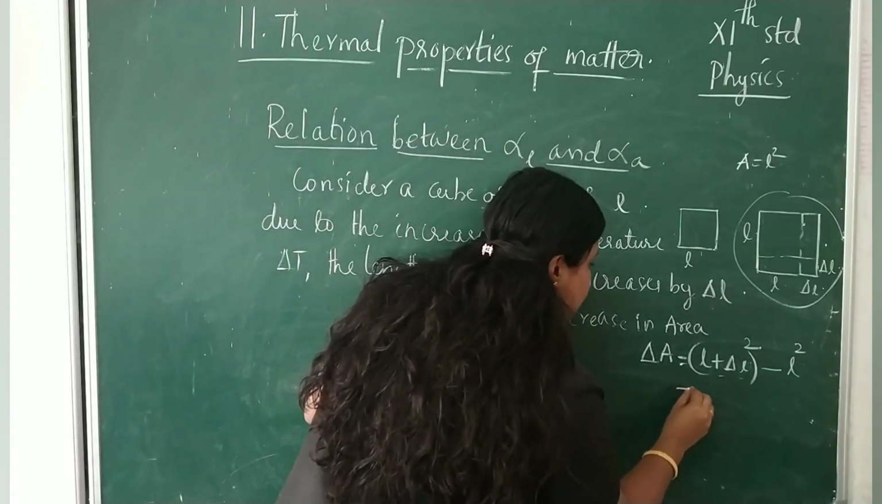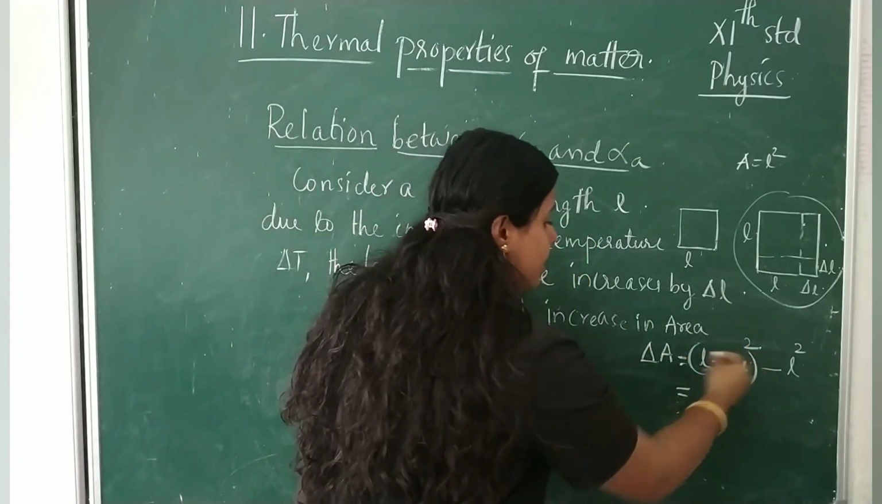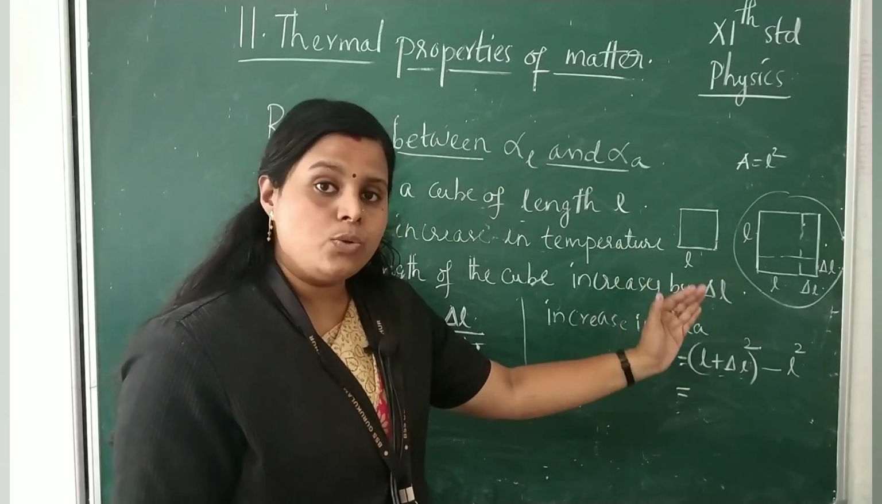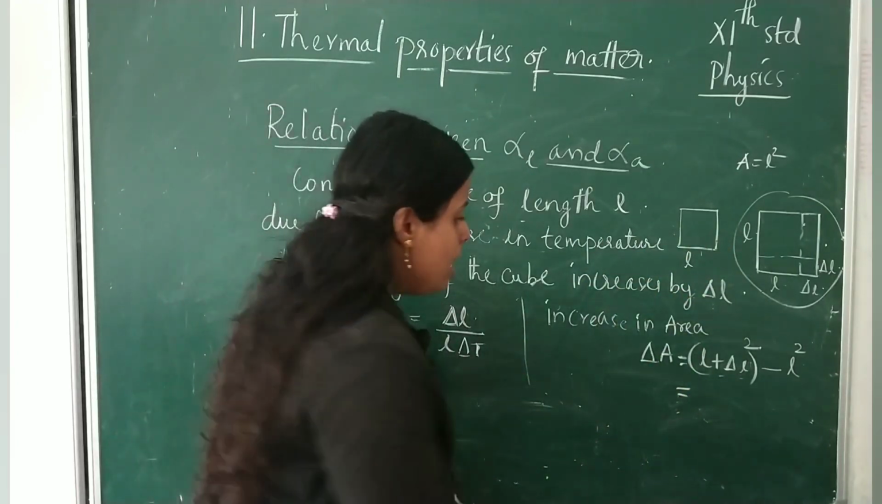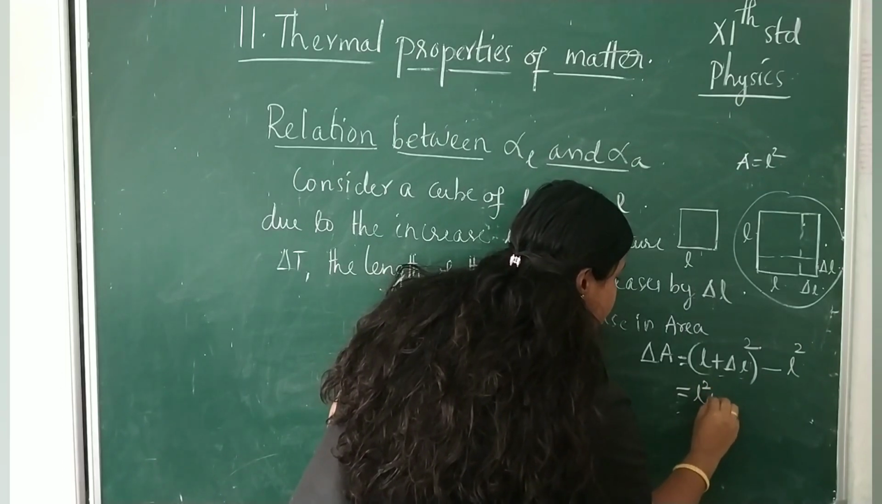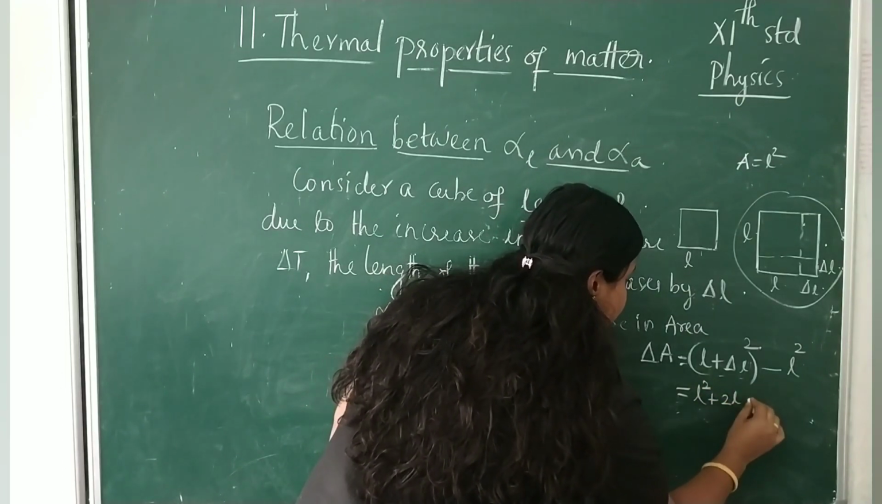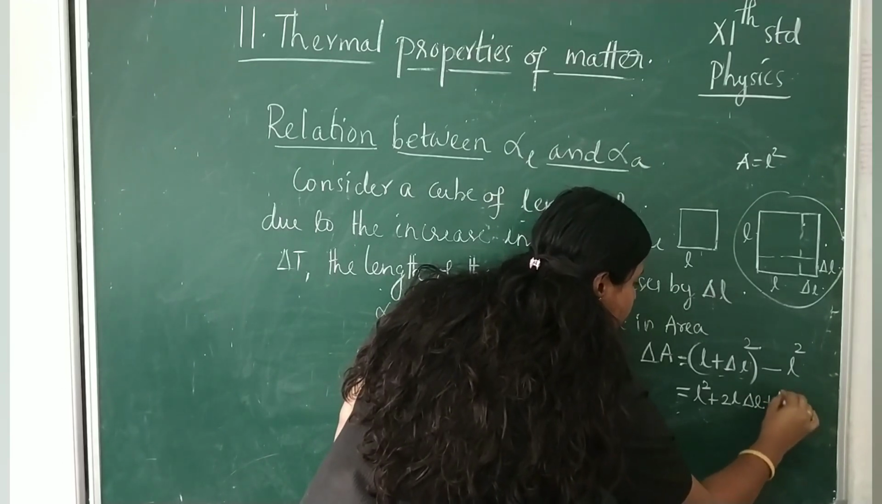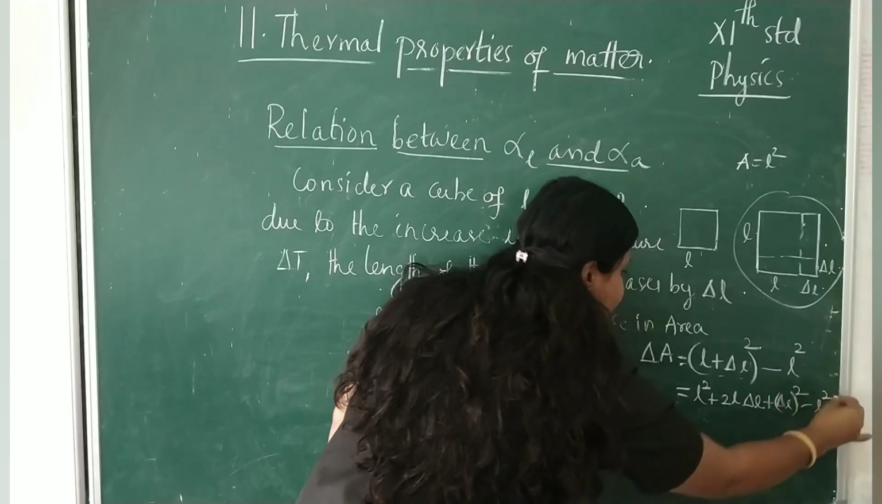Okay, now let's expand this term, so we will get this one. Listen children, what is a plus b whole square? A square plus 2ab plus b square. So this will be L square plus 2L into delta L plus delta L square minus L square.